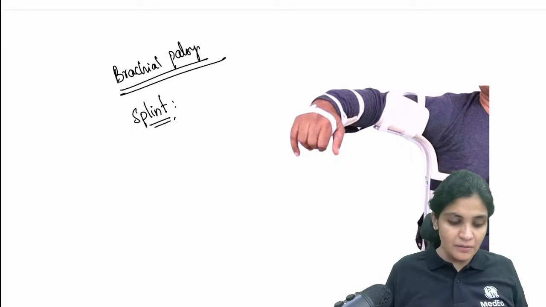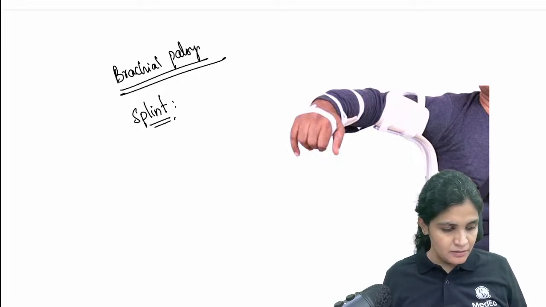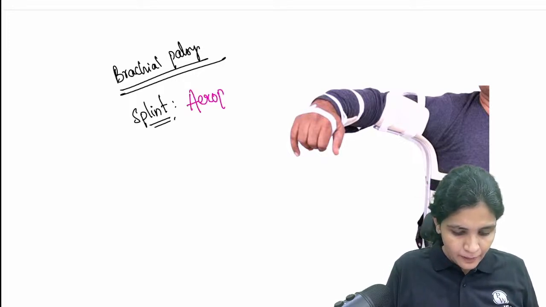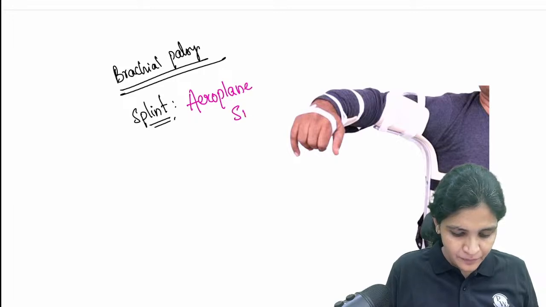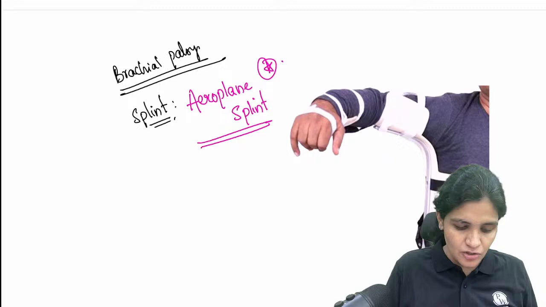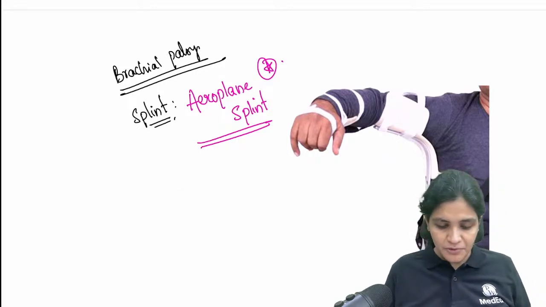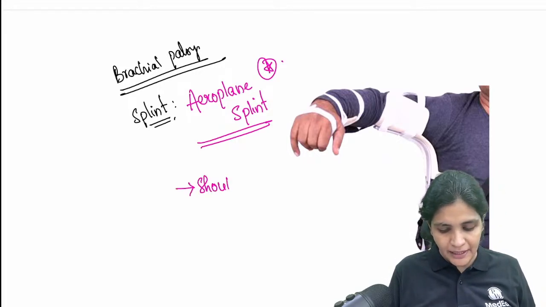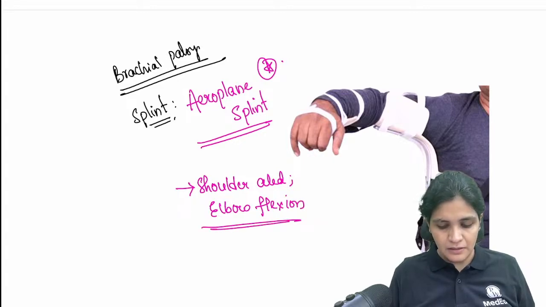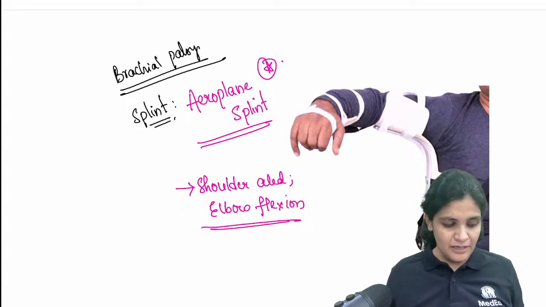Very, very easy, very, very important. This splint is named as aeroplane splint. So the splint which is used in brachial palsy or brachial plexus palsy is your aeroplane splint. So what is the position? You see there is shoulder abduction and the elbow is in flexion, right? So that is your very good aeroplane splint.